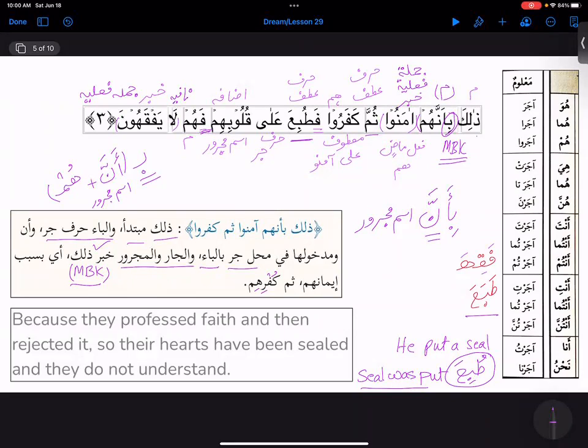Kafaru is fi'l madi, failuhu, whom. After the connector, this kafaru should be related to something before, and we can see it is getting a relation with amanu. So basically, kafaru is a complete jumla fi'liya, and this jumla fi'liya is ma'tuf ala the previous sentence, which was amanu.